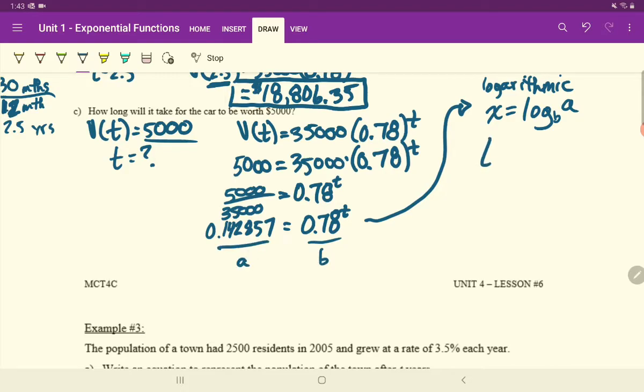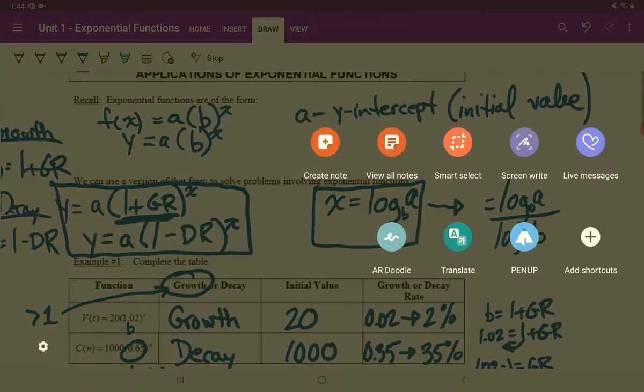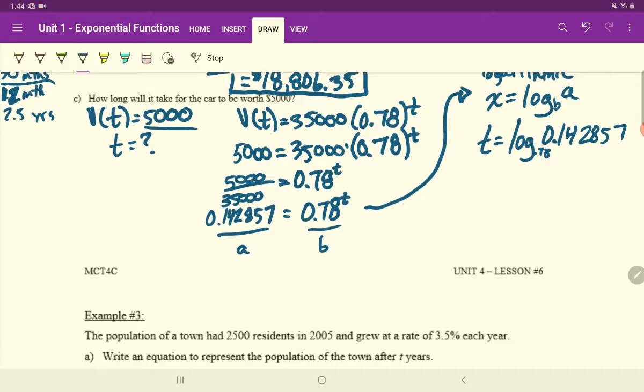All right, so in my case, it's not X, it's T equals log of 0.142857 with a base of 0.78. Now, this is not with base 10, and to use our calculator, we've got to switch it to base 10. So we've got to do what I showed here.